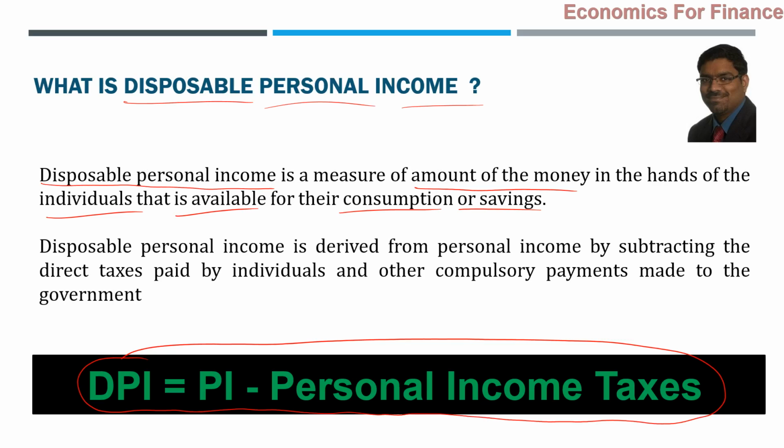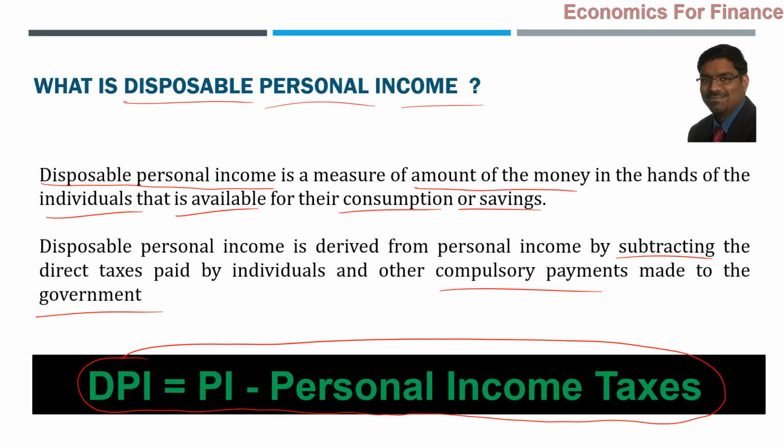Okay, you call them people, you call them families, you call them individuals, whatever the name. The money that is available with them for their consumption or saving in a particular year is called disposable personal income. How to calculate it? That can be calculated by subtracting the direct taxes paid by the individuals and other compulsory payments made to the government, if any.